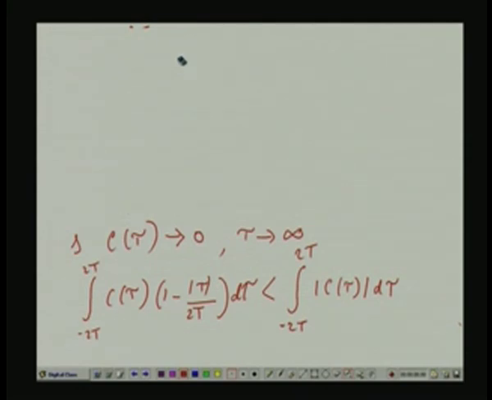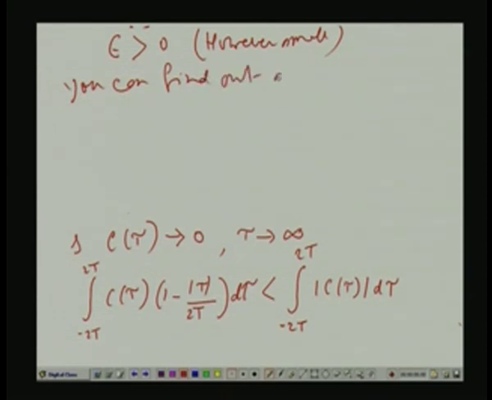That means, given any epsilon greater than 0, however small, it can be very small, but positive, you can find out an A. Maybe this is the time axis 0, your 2t here, minus 2t here, A is somewhere here. It could be to the right side, but then capital T is becoming higher and higher, tending to infinity. So, naturally, I can always take 2t to be to the right of A to be more general.